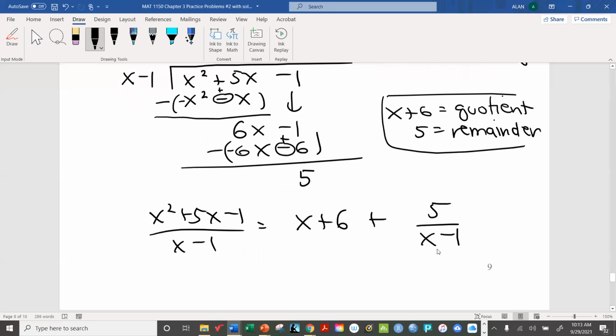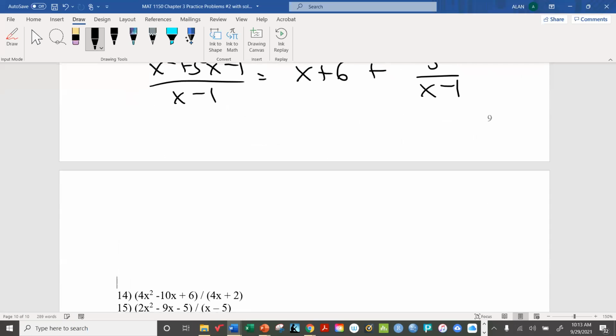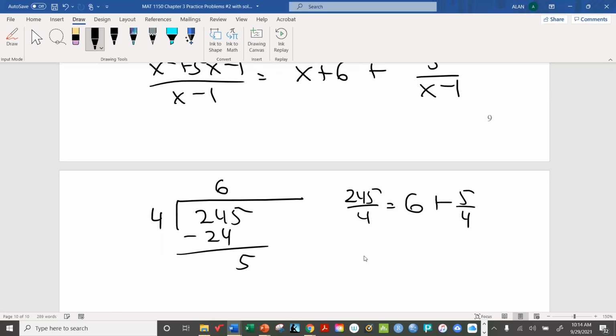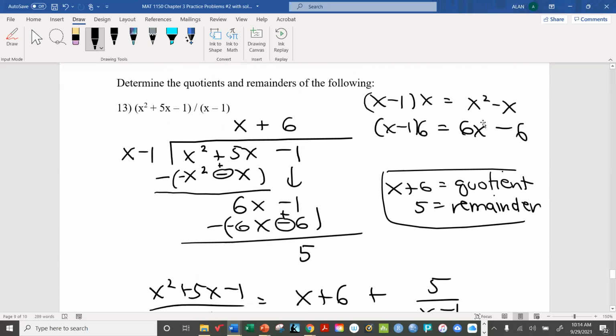Now, this might remind you of when you were learning how to divide when you were very young. Like if you were told, for example, to do 4 divided into 245. How did you do that? Well, you start here with 6, because 6 times 4 is 24. You subtract that, and you're left with 5. So in this case, 6 plus 5/4, so that 6 is the quotient and 5 is the remainder. Now, occasionally you'll get lucky, and when you divide these, you'll discover that there is no remainder.